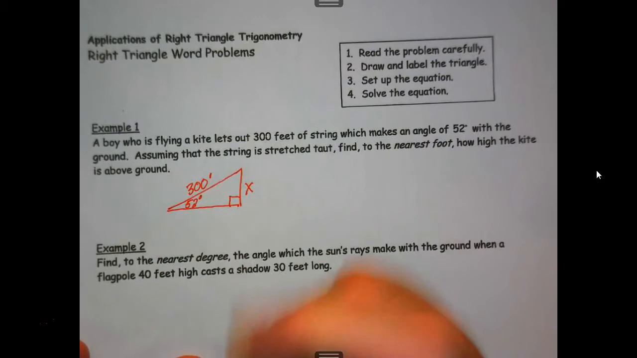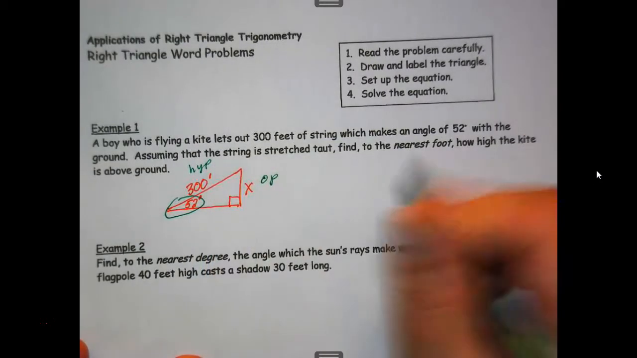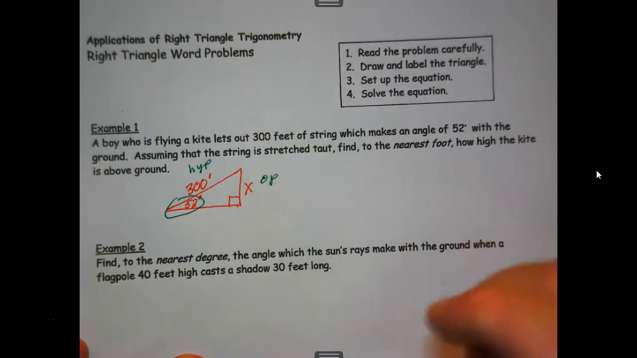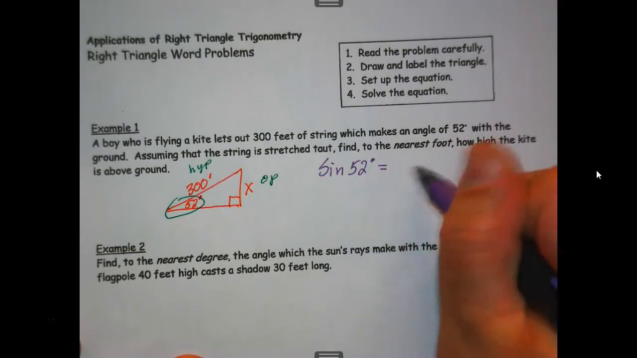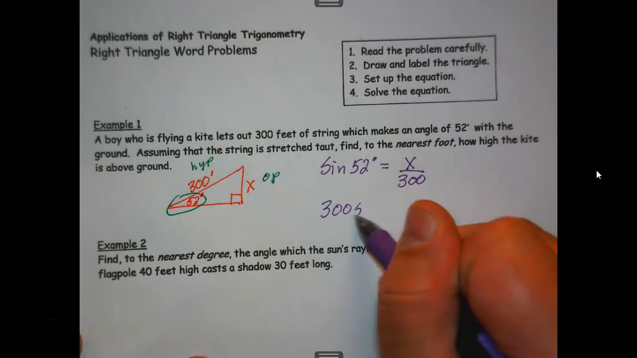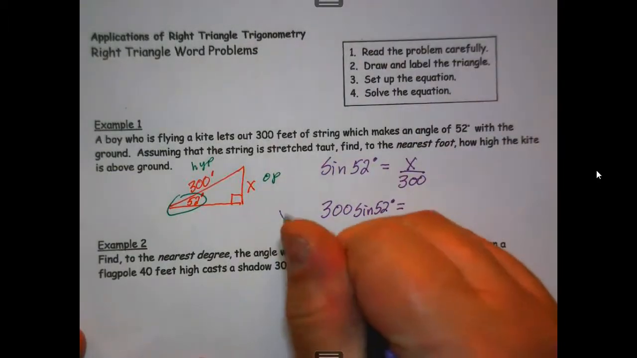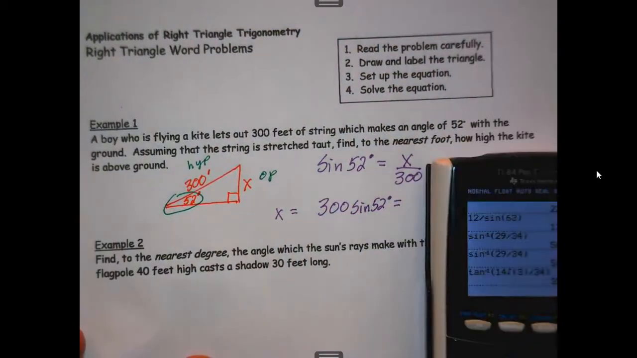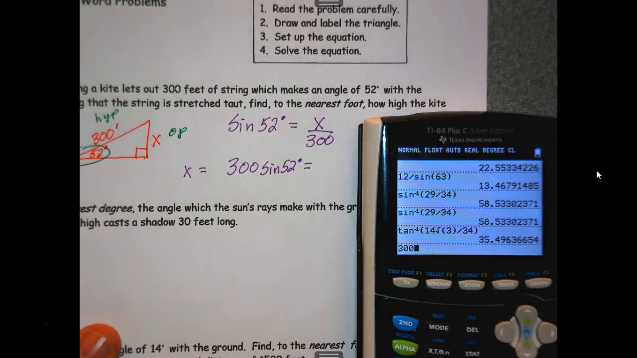From the viewpoint of this angle, I have opposite over hypotenuse. That is a sine. Sine of 52 equals opposite over hypotenuse. My x is in the numerator, so what am I going to do with the 300 and the sine of 52? Multiply. About 236.4.